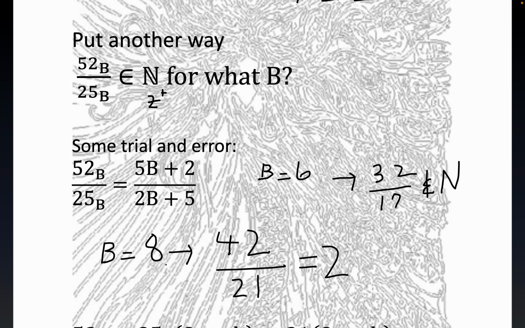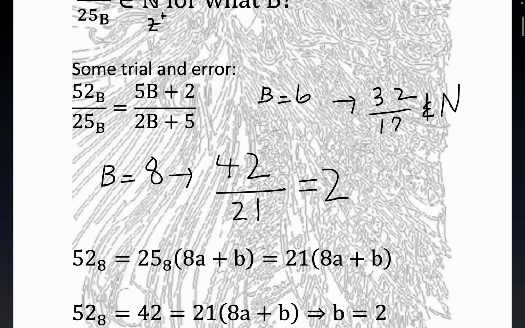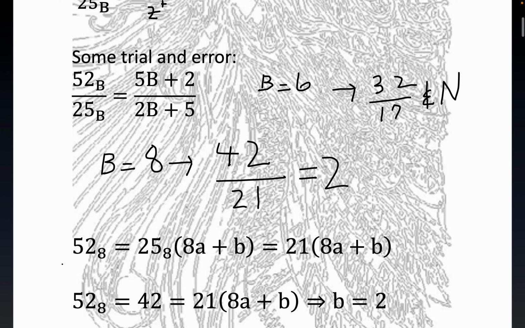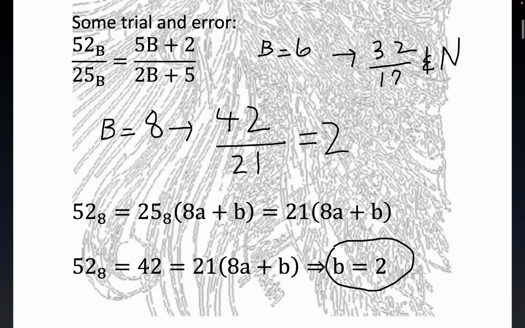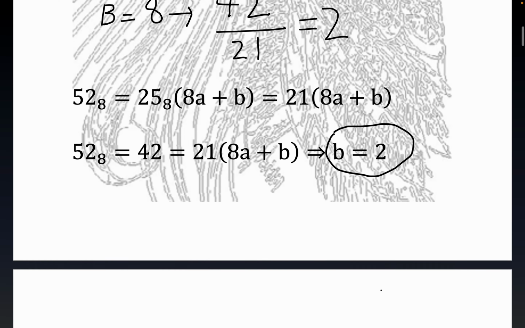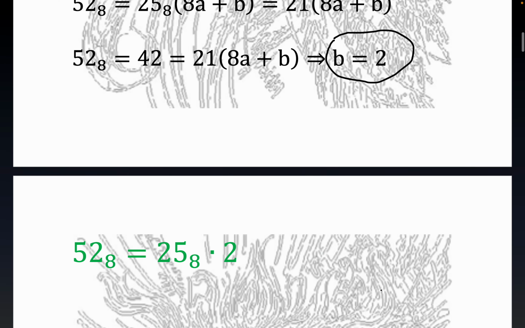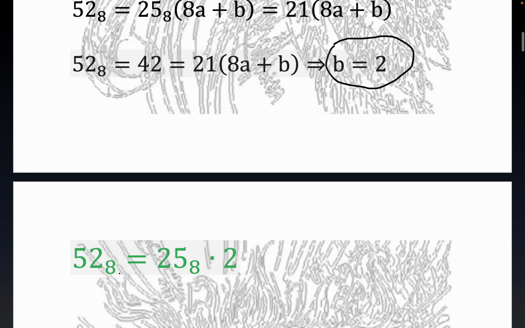So that more or less finishes off the problem, but a curious mind might want to see a little bit more here. 52 base 8 is equal to 25 base 8 times, and this is another approach right here. And this right here forces little b to be 2. Now, that's a little confusing. Well, not really. Little b, not big B, okay? And so right down here, you can verify that 52 base 8 is equal to 25 base 8 times 2.